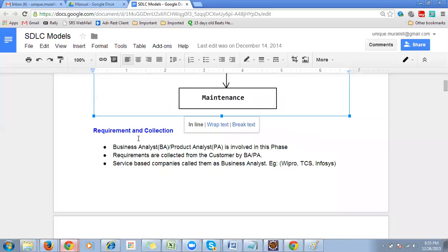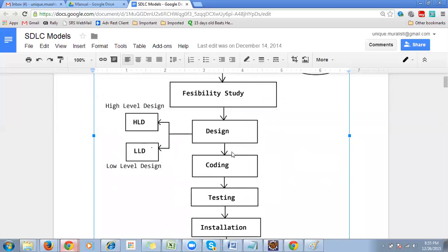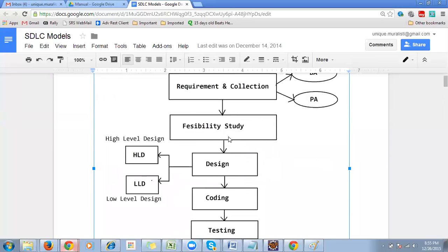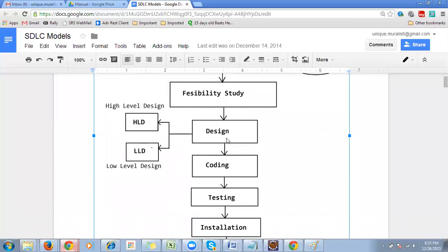Same as what we did for requirement collection, I have written it over here. Next, the feasibility study is done. Then after that, the design. What does design mean? It is of 2 types. One is HLD, high level design. Another one is low level design. What is HLD and what is LLD?